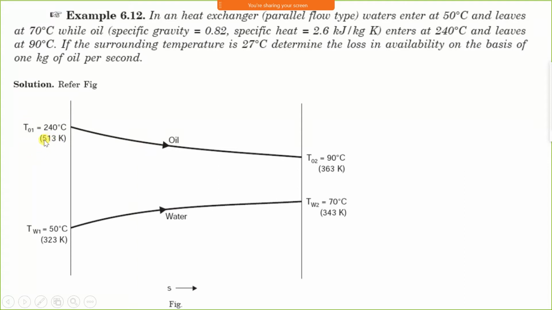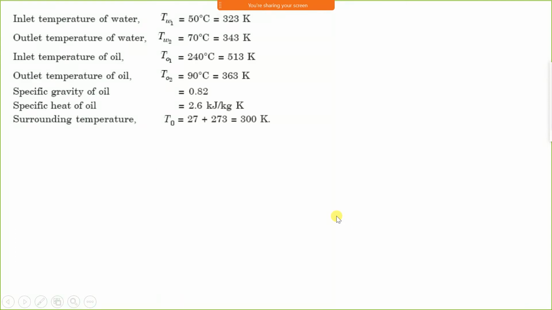Oil is entering at 513 Kelvin in terms of Kelvin. Remember, 513 Kelvin, and oil leaves at 363 Kelvin. Water enters at 323 Kelvin and leaves at 343 Kelvin. Inlet temperature of water 323 Kelvin, outlet temperature of water 343 Kelvin, inlet temperature of oil 513 Kelvin, outlet temperature of oil 363 Kelvin, specific gravity of oil 0.82, specific heat of oil 2.6 kJ per kg Kelvin, surrounding temperature 27 degrees Celsius, that is 300 Kelvin.